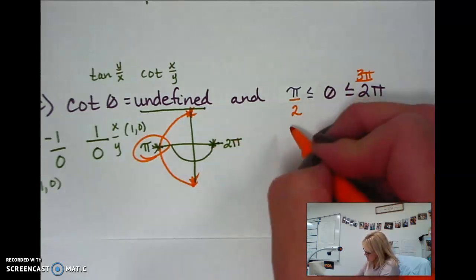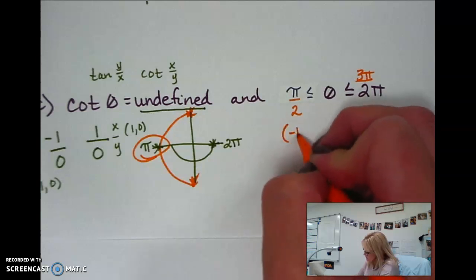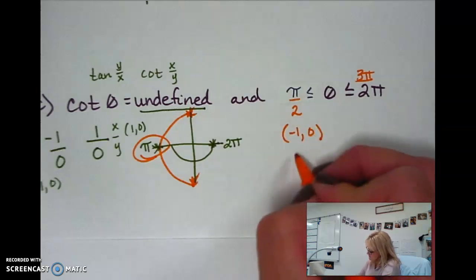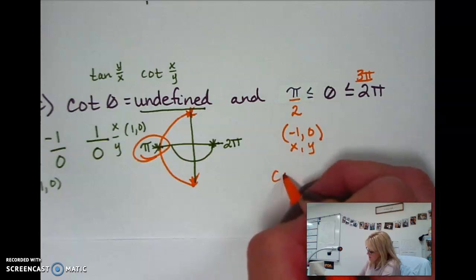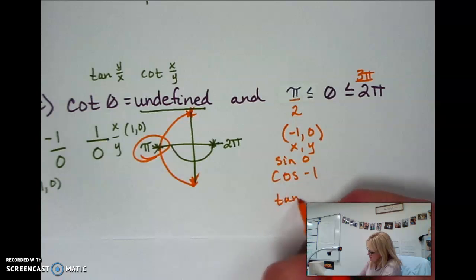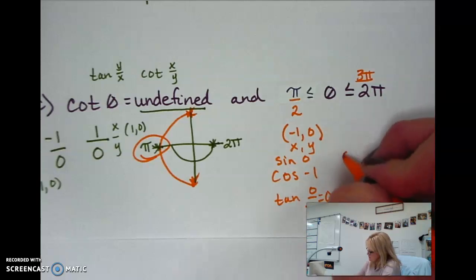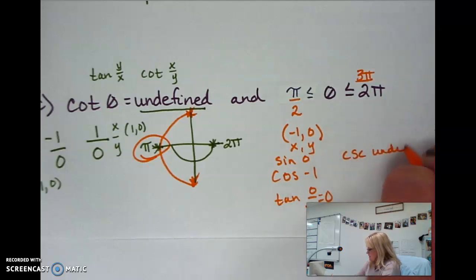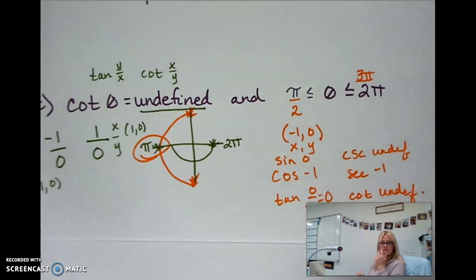So if we know that our x value is -1 and our y value is 0, cosine is -1, sine is 0, tangent is y over x, or 0, cosecant is undefined, and secant is -1, cotangent is undefined again. So we're using these constraints to help us figure out what point on the unit circle we're actually using.